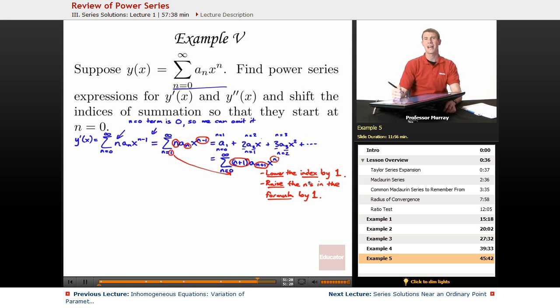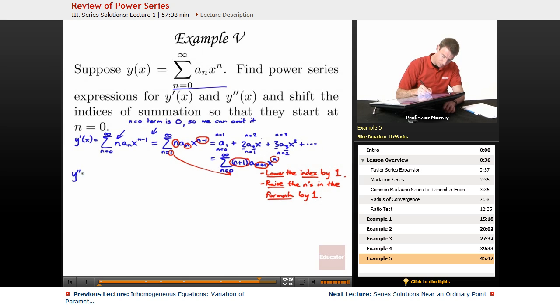So that's going to be a really, really useful trick for us to use in the differential equations lecture next time. So you really want to keep this in mind. If you lower the indices by 1, then you raise the n's in the formula by 1. And it works the other way too. If you raise the indices by 1, then you lower the n's in the formula by 1. And it's sort of a way of adjusting the powers so that we can make different series be compatible with each other. So let's practice that by going one more step here by finding y double prime of x.